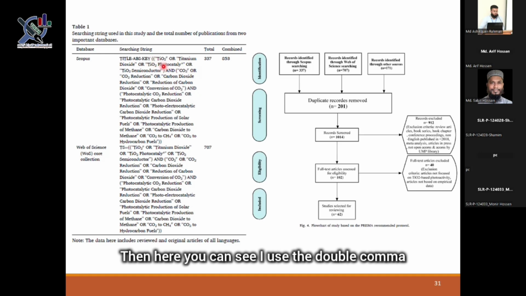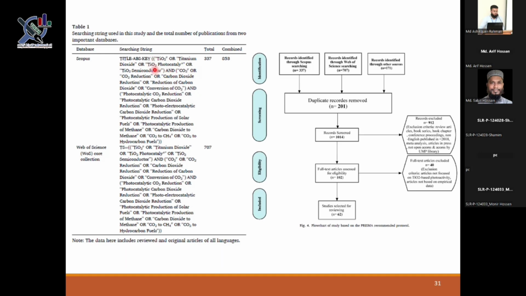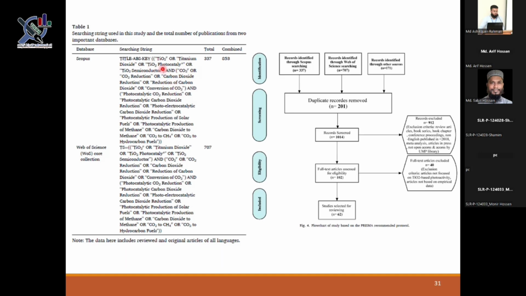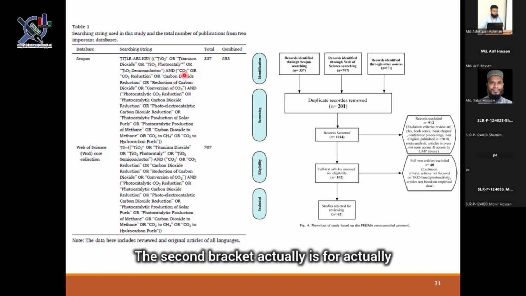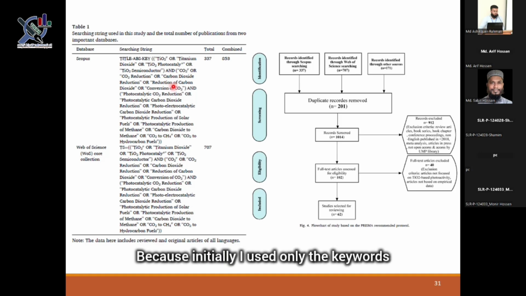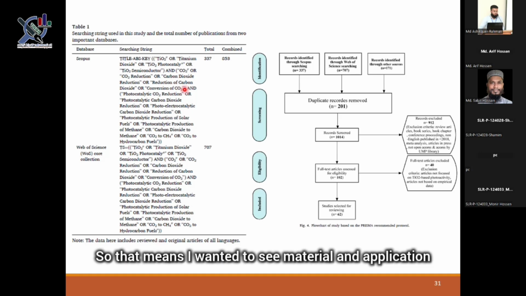Then here you can see I use double brackets. The first bracket and last bracket are compulsory. The second bracket is for the first keyword. Then I put the Boolean operator AND. Why did I put AND? Because initially I used only the keywords related to materials, then I went on to the application. That means I wanted to see material and application.